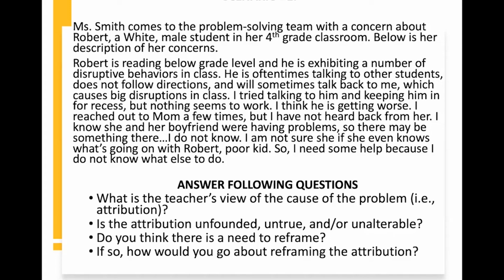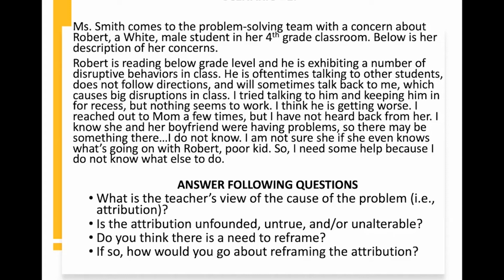I reached out to mom a few times, but I've not heard back from her. I know she and her boyfriend were having some problems, so there may be something there, I don't know. I'm not sure if she even knows what's going on with Robert, poor kid. So I need some help because I do not know what else to do.